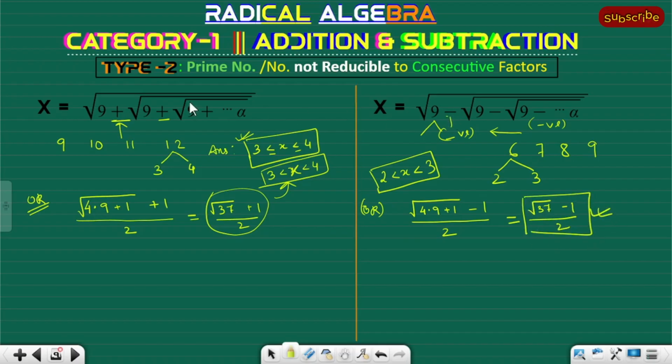For negative and positive, the difference will be here. It is plus 1 here, and here it will be minus 1. The rest, root 37 by 2, remains the same.